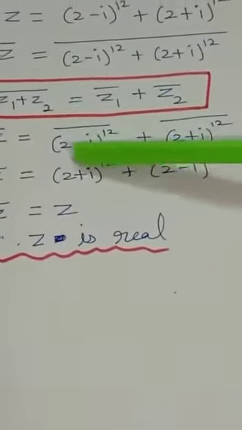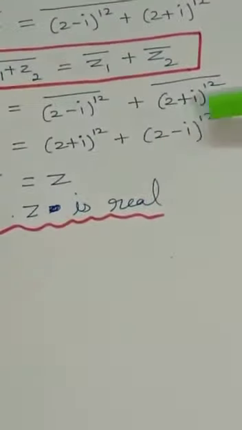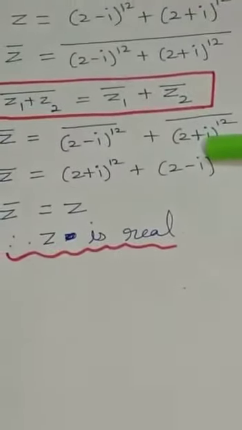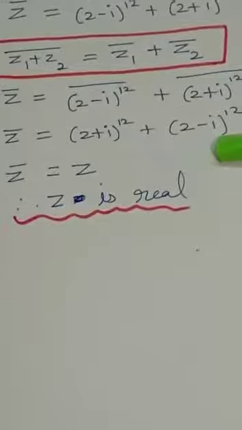So what is the meaning of conjugate? For the imaginary portion we have to change the sign. So instead of minus i, I have to write plus i. In the same manner, in this bracket also I have to find the conjugate. So for plus i, I have to write minus i. So I have found out the conjugate.